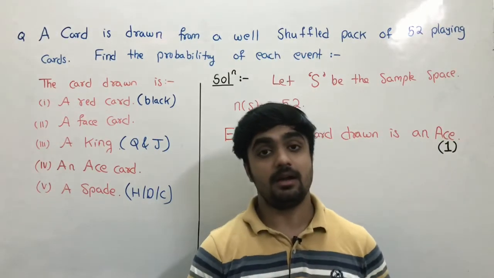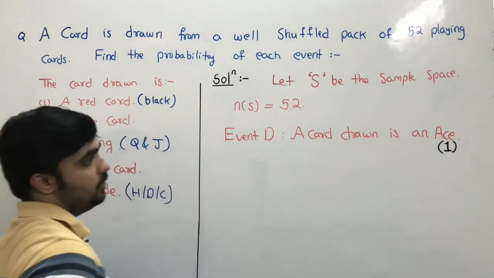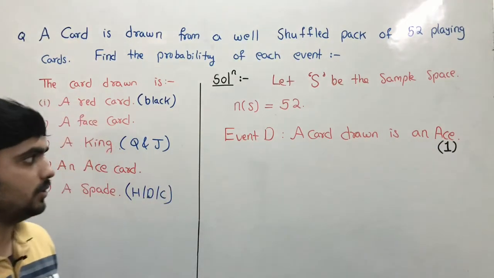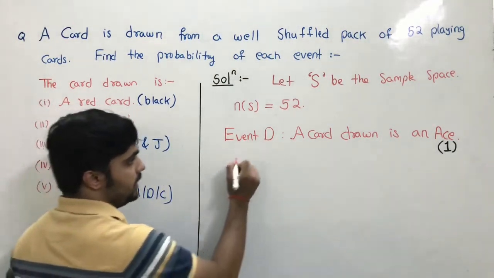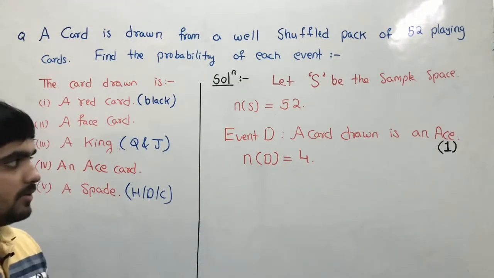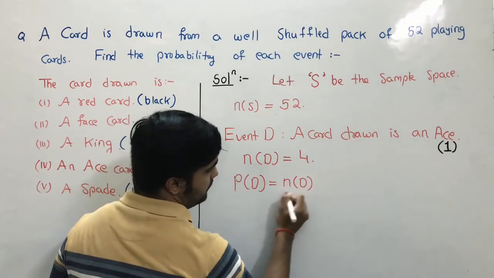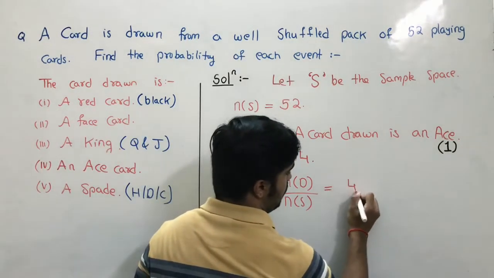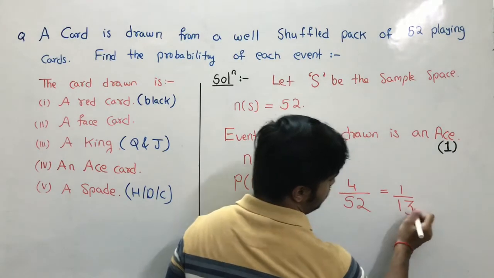Our next event is a card drawn is an ace card. Ace means a card number 1 card. As we know, 52 playing cards consist of 4 ace cards. So let D be an event such that a card drawn is an ace card. We can write number of D is equal to 4 as there are total 4 ace cards. And probability of D will be number of D by number of S. That will be 4 by 52, that will be 1 by 13.